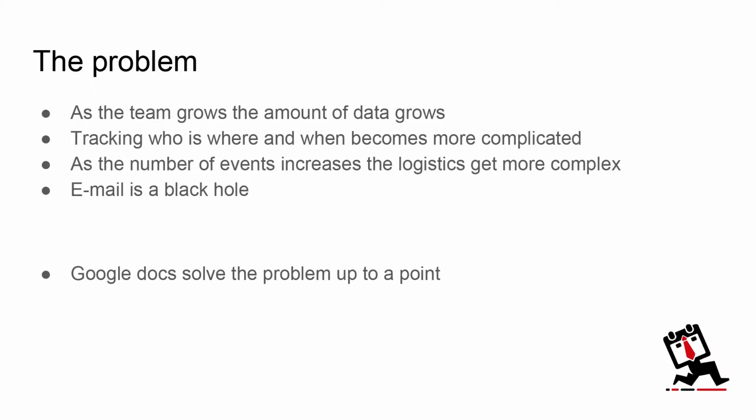So the problem: our team has grown significantly, and the data grows. There are events, there are dates, there is a lot of information that you need to track. It's difficult to track who is where, who is coming, who has free time, who can be available for some other events. As the number of events increases, the logistics gets more difficult. How to fly there, how to send swag, how to do sponsorships, etc. And doing all these things over email doesn't work very well.